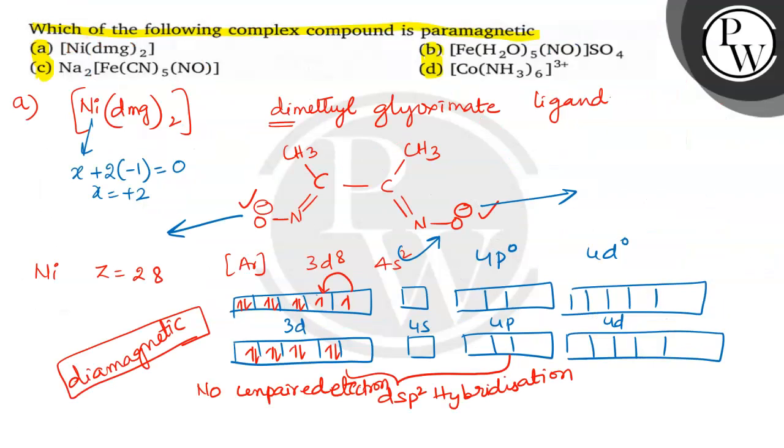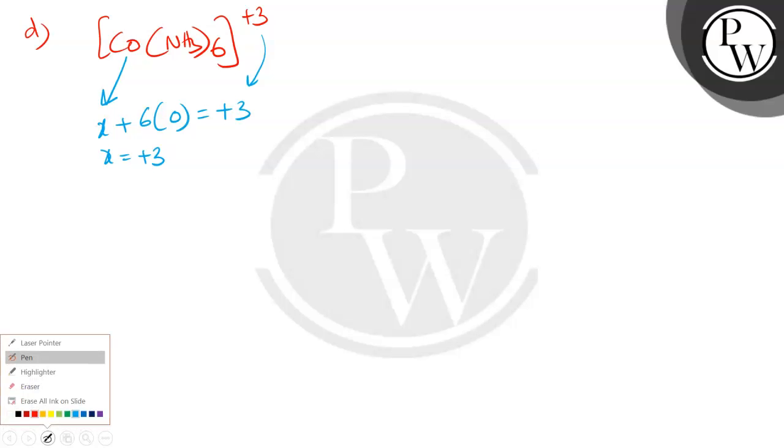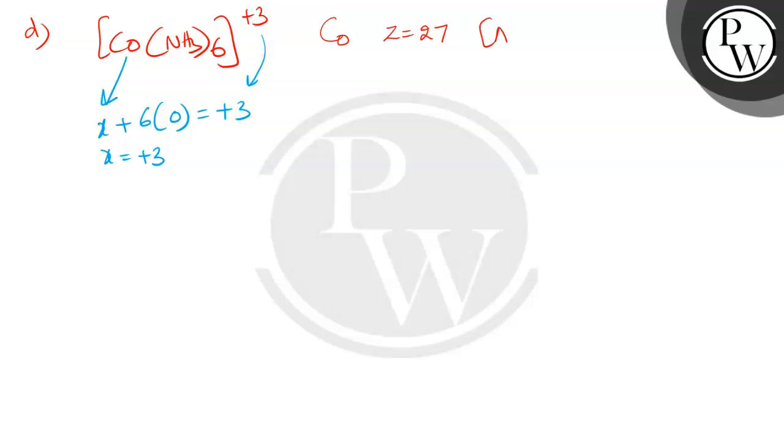[Co(NH3)6]3+ complex. So let us find the oxidation state of cobalt. Cobalt is X plus 6 into ammonia, which is a neutral molecule, equal to the charge present on this. So X is equal to plus 3, which means the cobalt oxidation state is plus 3. Now here the cobalt atomic number is 27. Its configuration is argon 4s2 3d7. So it lost how many electrons? 3 electrons from the outermost shell: 2 electrons from this and 1 electron from this.